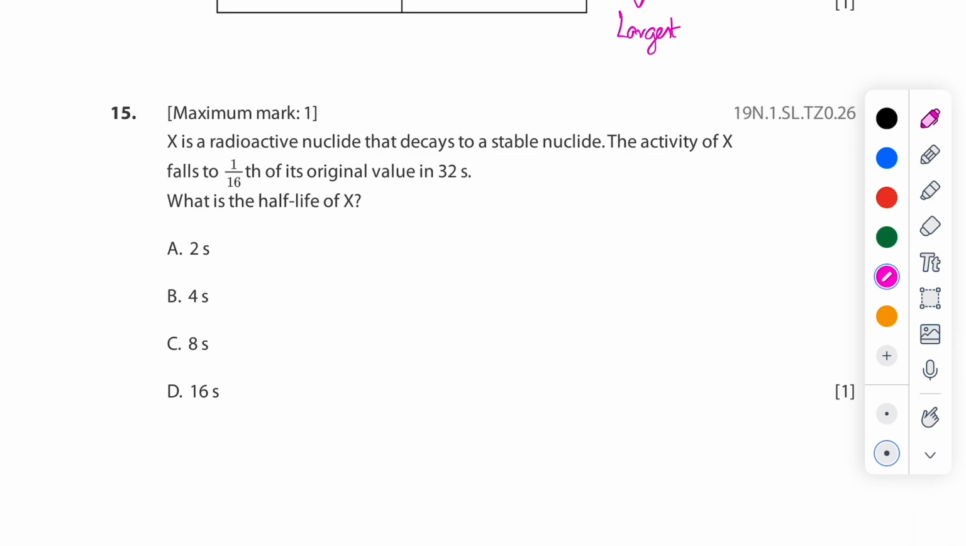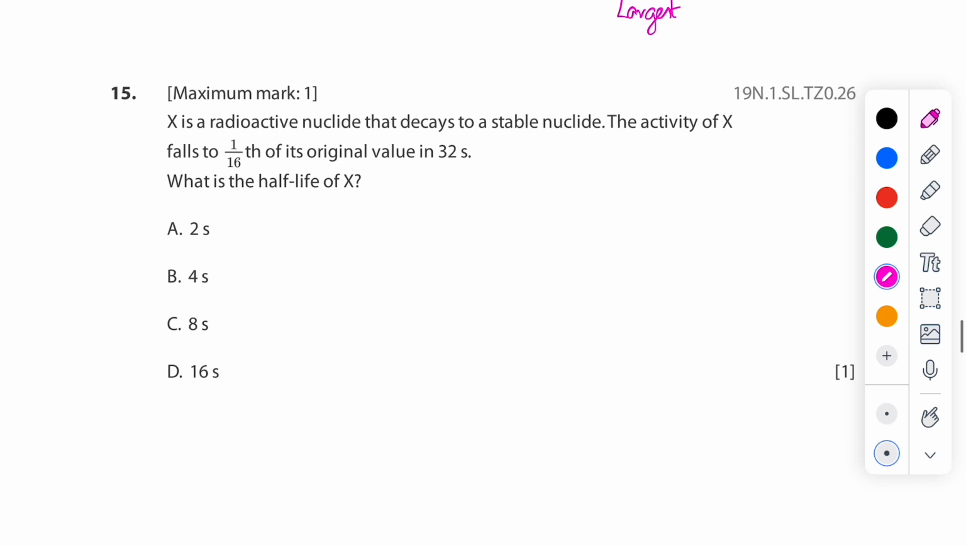Now coming to question number 15. X is a radioactive nuclide that decays to a stable nuclide. The activity of X falls to 1/16th of the original value after 32 seconds. What is the half-life of X? So I'm supposed to find the half-life of X. For that, I'm going to use a formula.